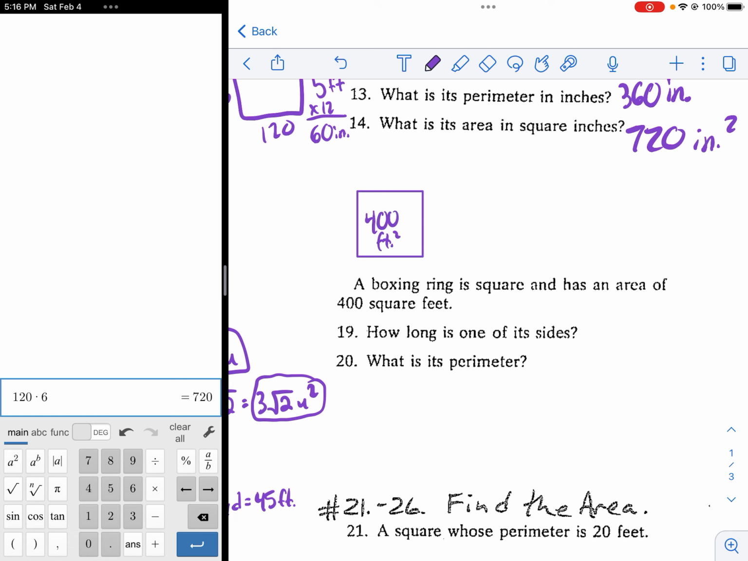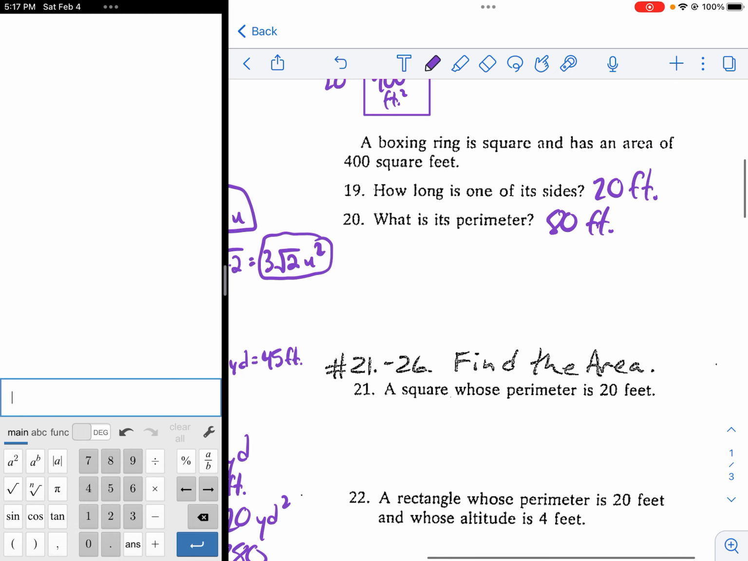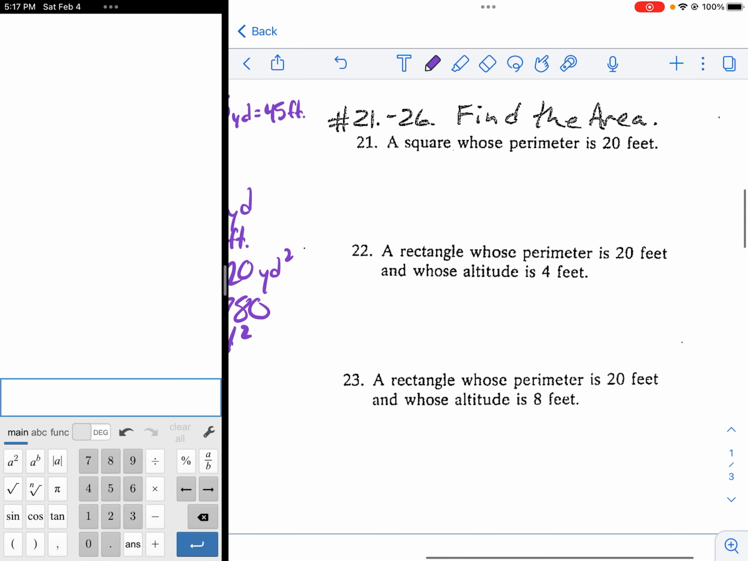So I'm thinking, how long are each of the sides to multiply to 400? It gives me a 20 by a 20 foot side, right? 20 times 20 gives us 400. So we can say each of the sides are 20 feet, right? Not feet squared, just 20 feet long. And then finding its perimeter, we can just multiply 20 by 4, and that gives us 80 feet for a perimeter.